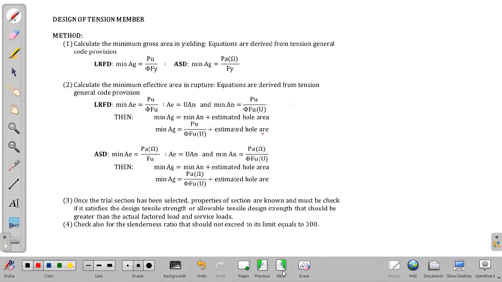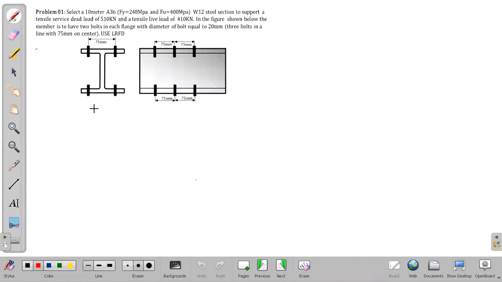So, let's have an example in the design. We have here problem 1, select a 10 meter A36. A36, we have Fy of 248 MPa and Fu of 400 MPa. W12 section. So, the depth of the section to be used is already specified. W12. If it is not specified, you have to check all the sections in W. Is it W12? W8? You have to check all that satisfy your minimum gross area. Okay? So, in this example, it is specified that we must use a W12 steel section. So, we will only look at the W12.